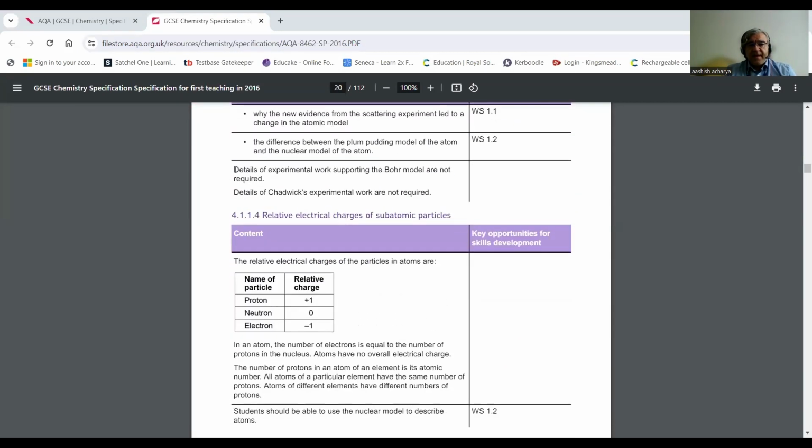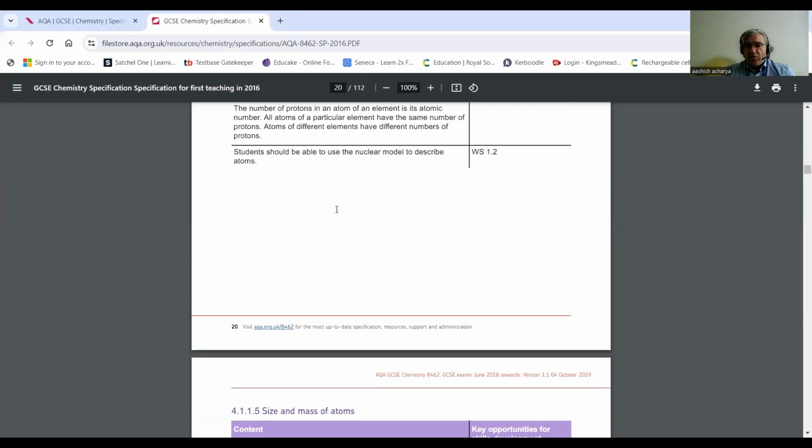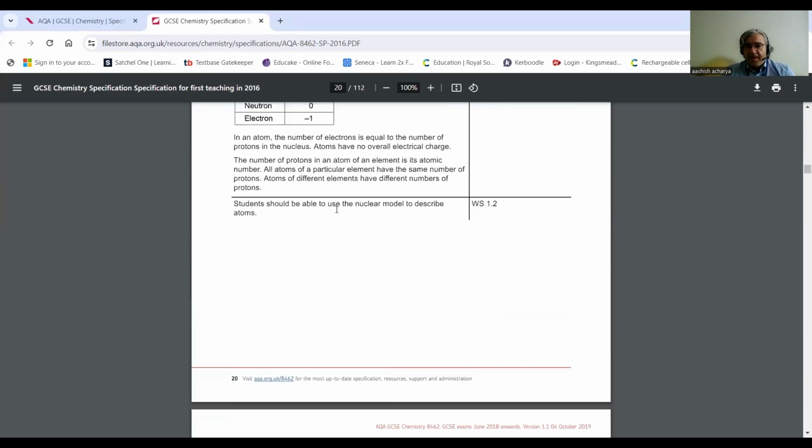It's saying here that details of the experimental work by Niels Bohr are not required, and of course detail of Chadwick's experimental work is not required, but you do need to understand and be in a position to explain why new evidence from the scattering experiment gave an idea of the changes to our atomic model. Remember what I discussed earlier. Please play that back. The difference between the plum pudding model and the nuclear model is pretty easy. I don't really expect that to be in your chemistry paper.